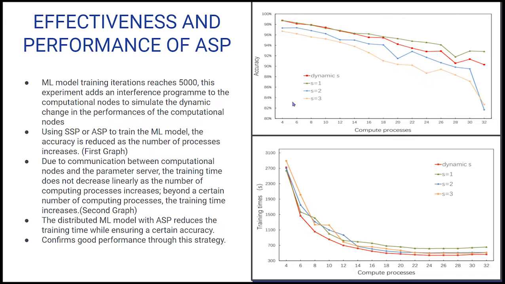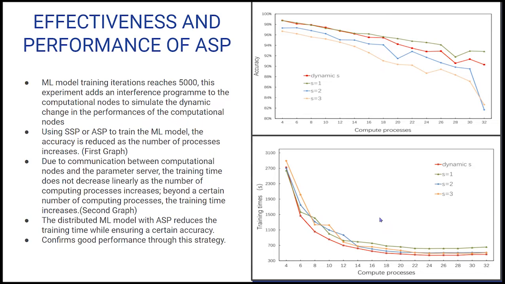As we can see from the first graph here, the accuracy is dropping as the computation progresses, because the number of processes is increasing. There is also the communication between the computational nodes and the parameter server during training. However, the training time does not decrease linearly as the number of compute processes increases, and it doesn't go beyond a certain threshold. As you can see here, it plateaus and stays up, not going down for a long time.